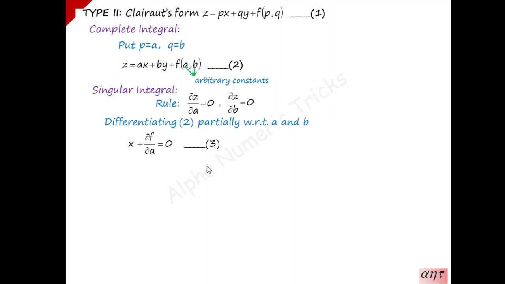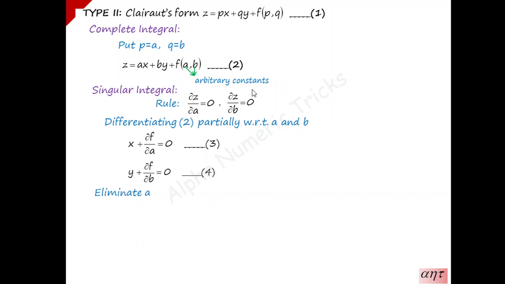Number that as 3. Now you have to differentiate 2 partially with respect to b. So you have ∂z/∂b, taken as 0, is equal to the differentiation of ax with respect to b, which is 0 because ax is constant, plus the differentiation of by with respect to b, which is y alone, because y is constant when you are differentiating with respect to b. So y remains as it is, the differentiation of b with respect to b being 1, plus the differentiation of f with respect to b, which is ∂f/∂b. So we get y + ∂f/∂b = 0. Number that equation as 4.